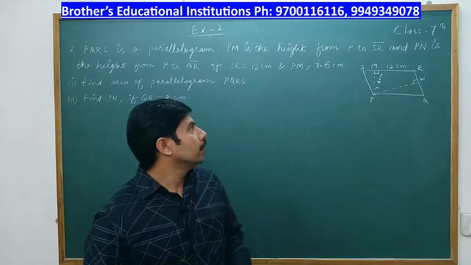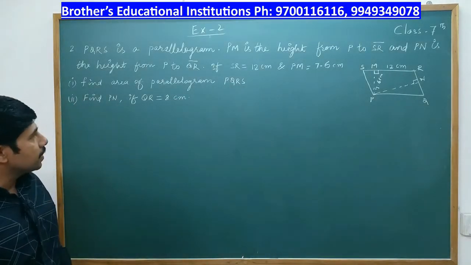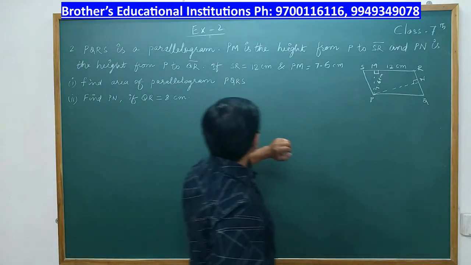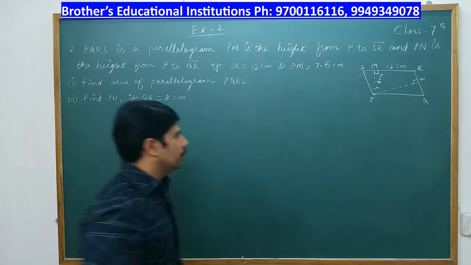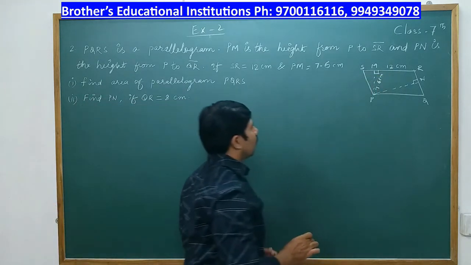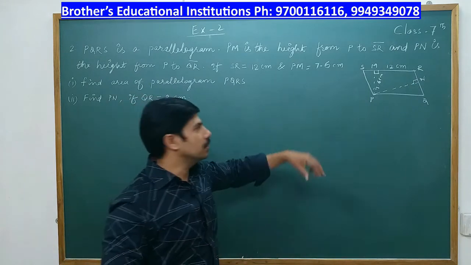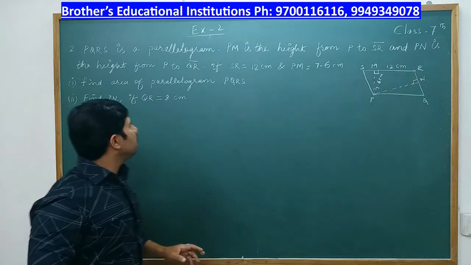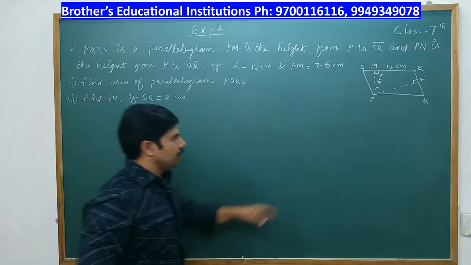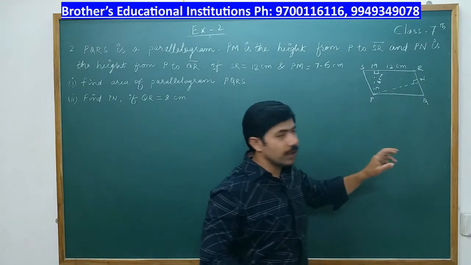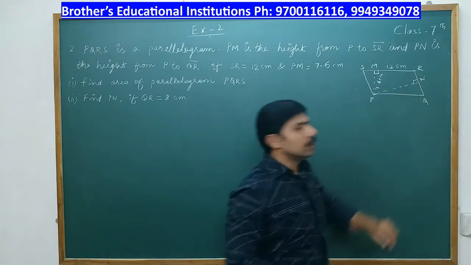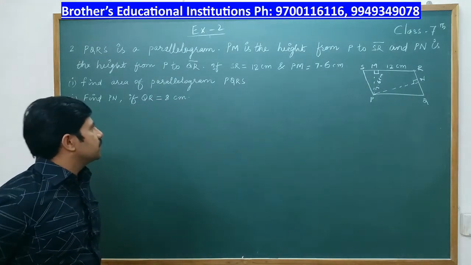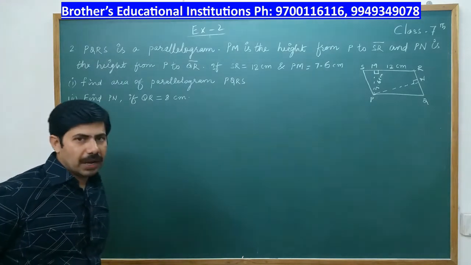Next problem. PQRS is a parallelogram. So in that, PM is the height or altitude drawn from P to SR. So this altitude is drawn from P to SR. And PN is the height from P to QR. So PN is also a perpendicular. So it is a height from where? From P to this QR. Okay. And if SR is equal to 12, PM is equal to 7.6, we have to find the area of parallelogram PQRS.